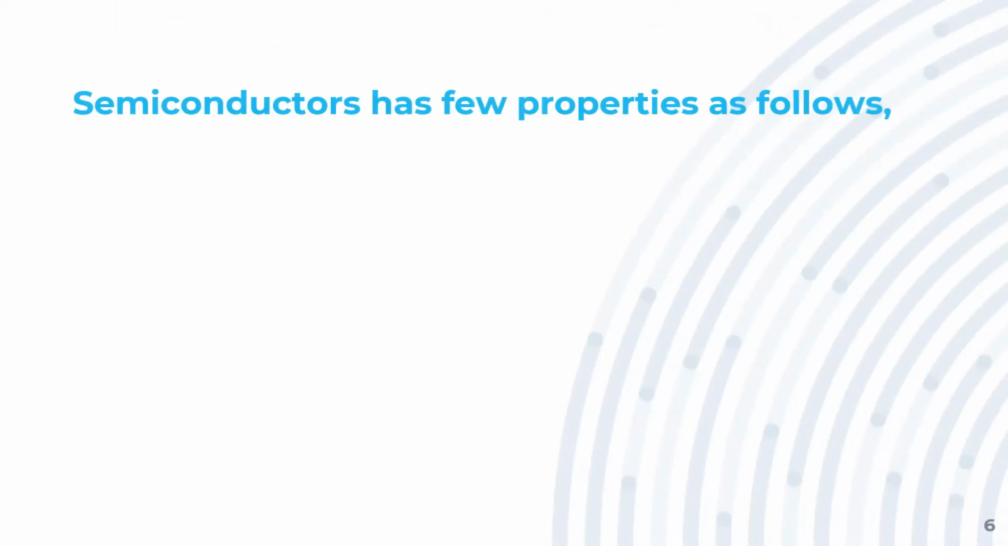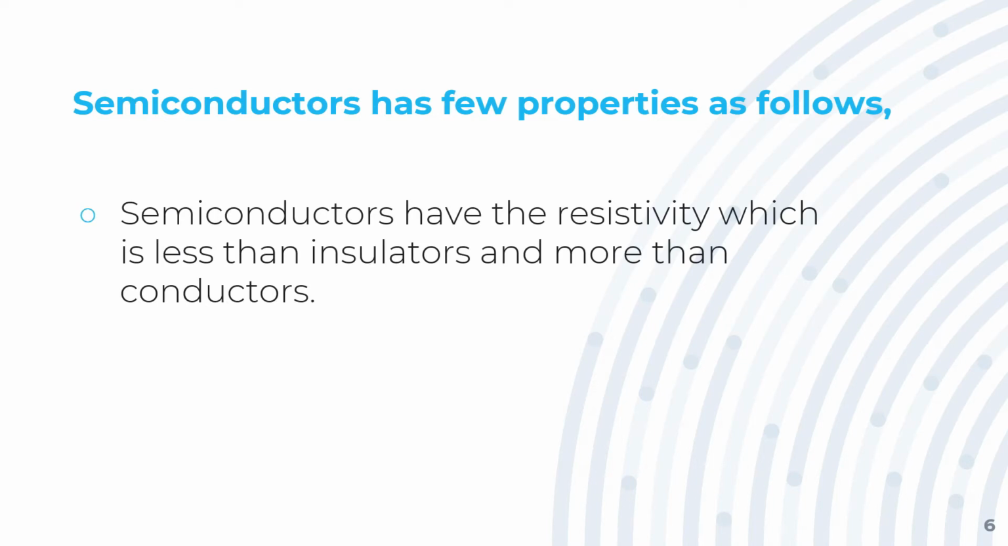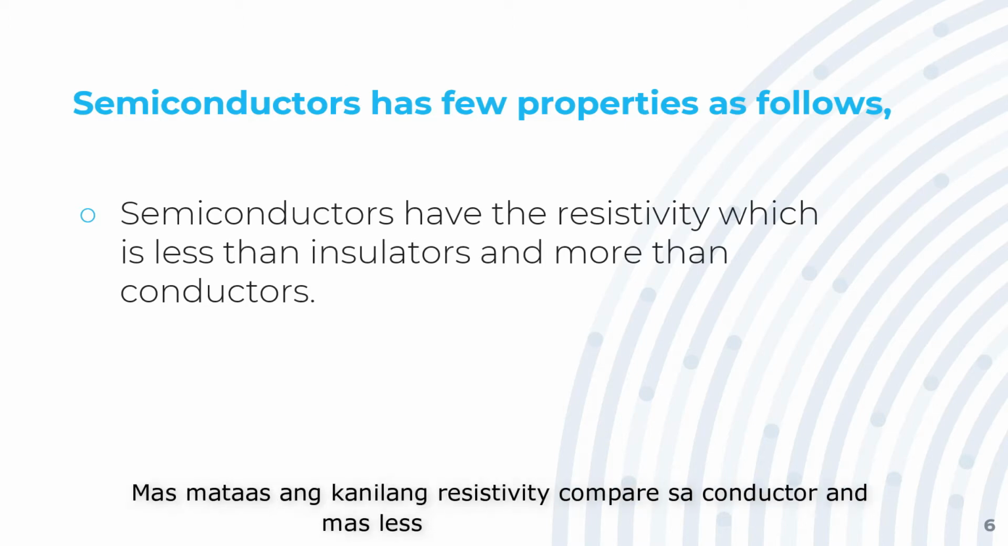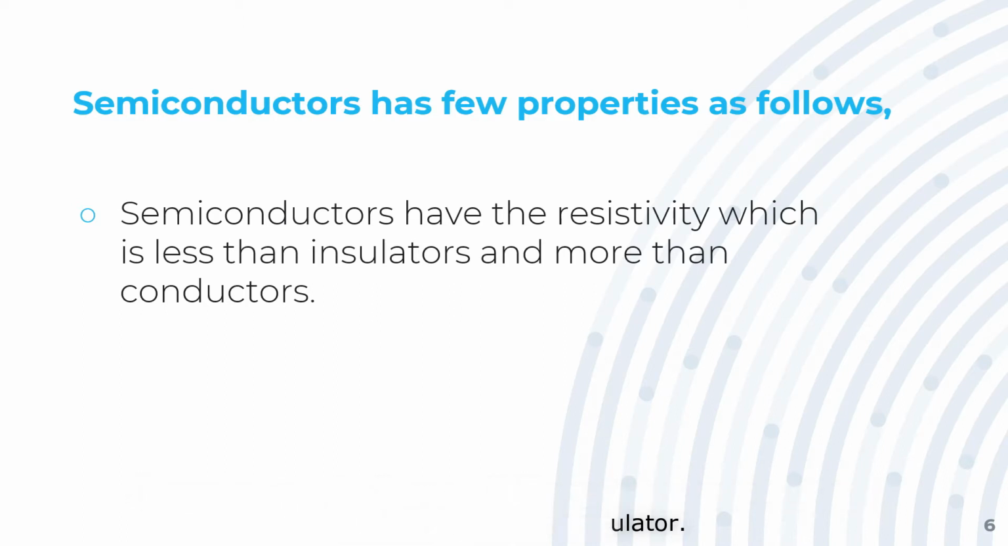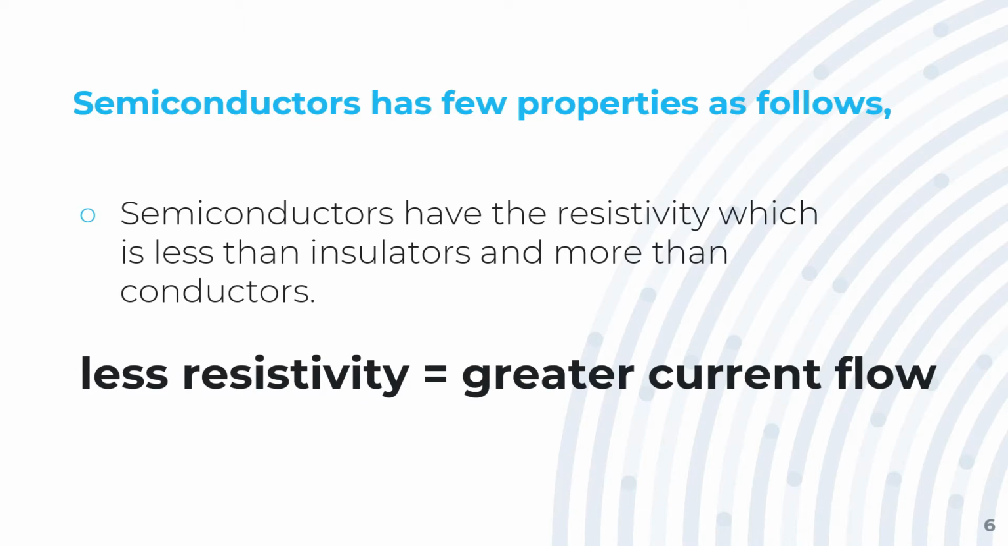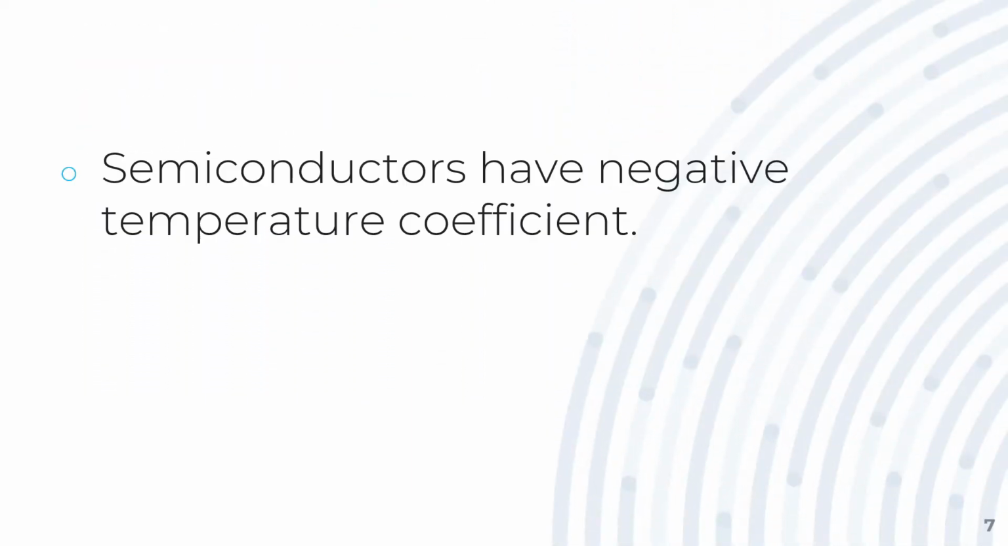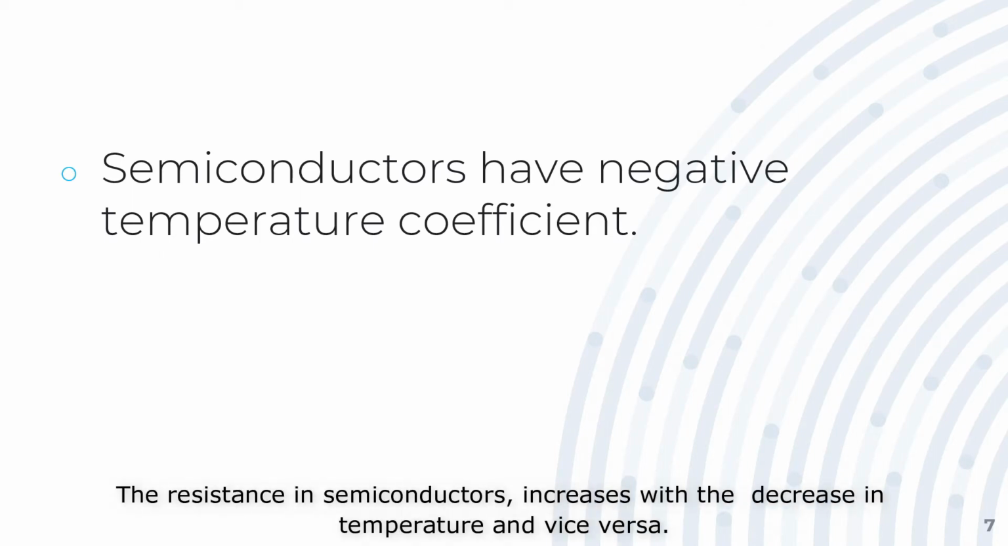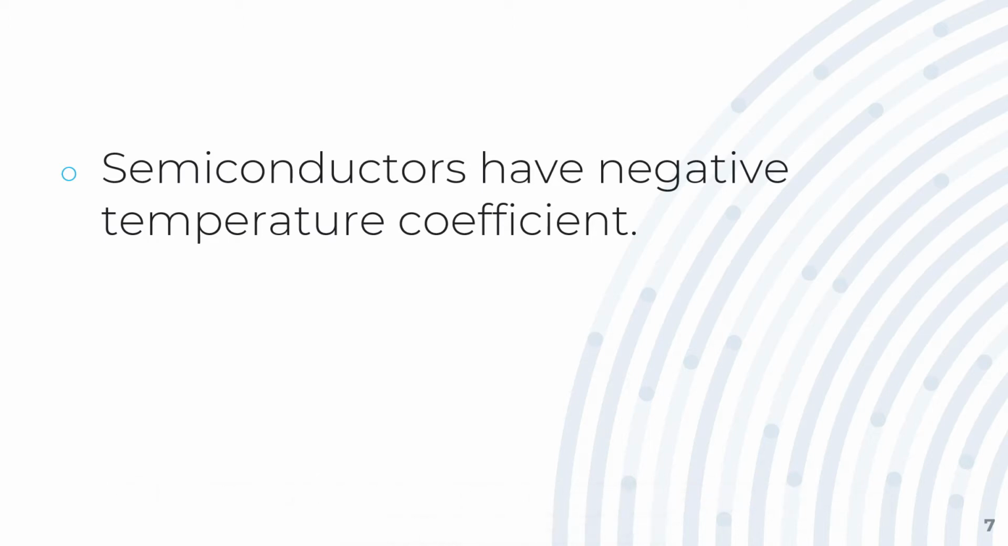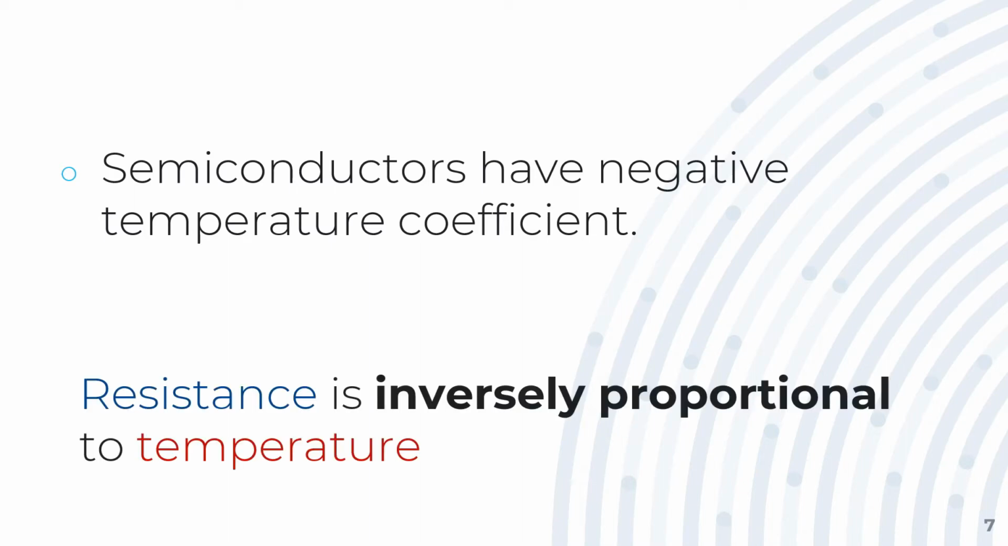Semiconductors have few properties as follows. Semiconductors have their resistivity, which is less than insulators and more than conductors. Mas mataas ang kanilang resistivity compare sa conductor and mas less kumpara sa insulator. We all know na pag less resistivity, more current ang flow. Semiconductors have negative temperature coefficient. The resistance in semiconductor increases with a decrease in temperature and vice versa. Therefore, resistance is inversely proportional to temperature.